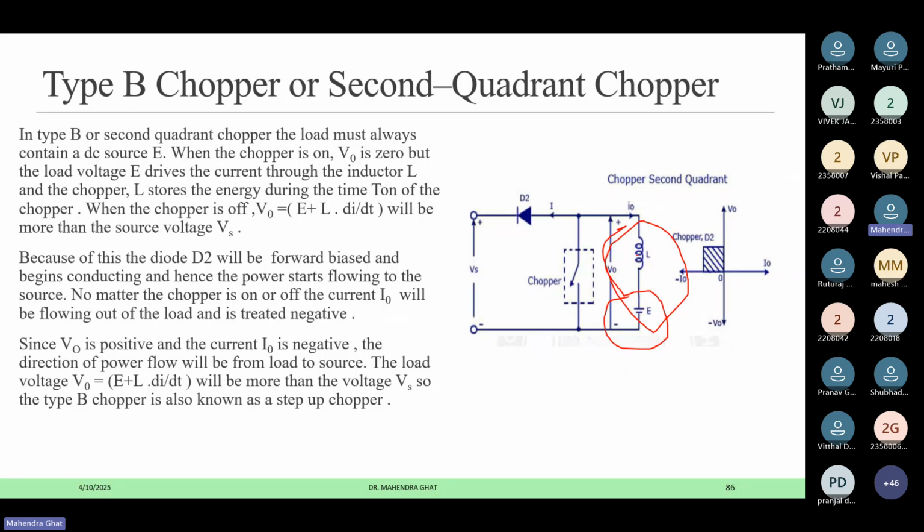And if we have that kind of load, we can have the reverse output current as well. Means the current can flow in this direction as well. So for that, it is called the type B or the second quadrant chopper.